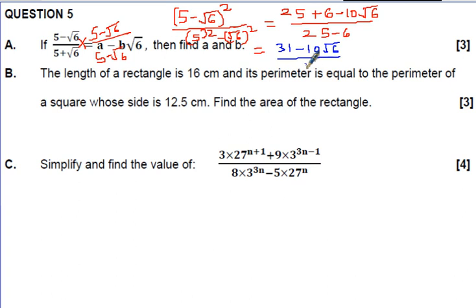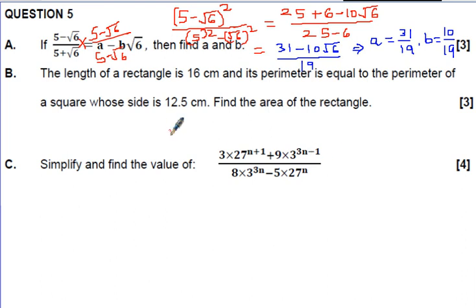Your b is also given minus, and down is 19. So it gives you a, because they are asking a only. So only a will be 31 upon 19. And b will be, because b is minus b root 6, so don't write root 6, 10 upon 19. That's it. 10 upon 19. Many children write minus 10 upon 19 and they are not given the answer mark.